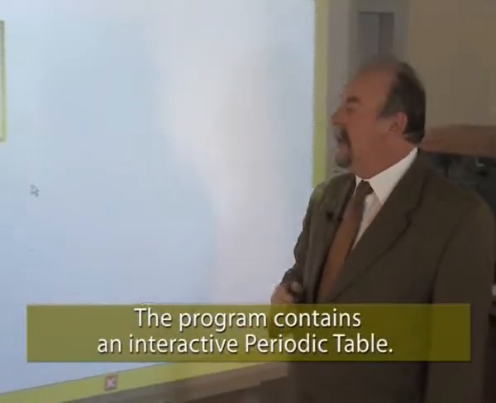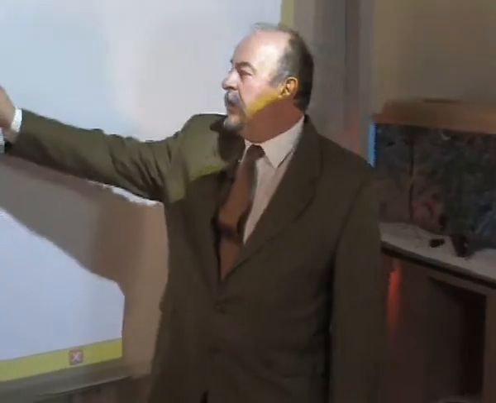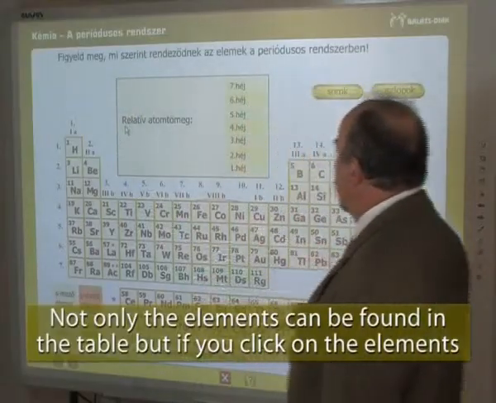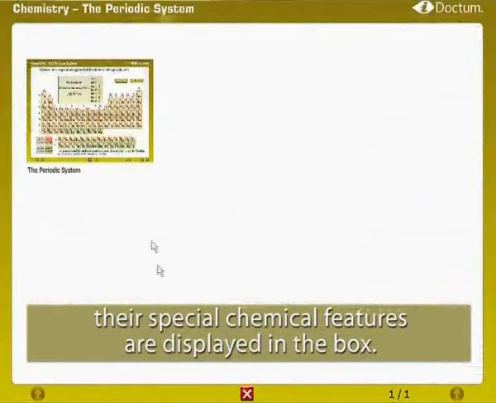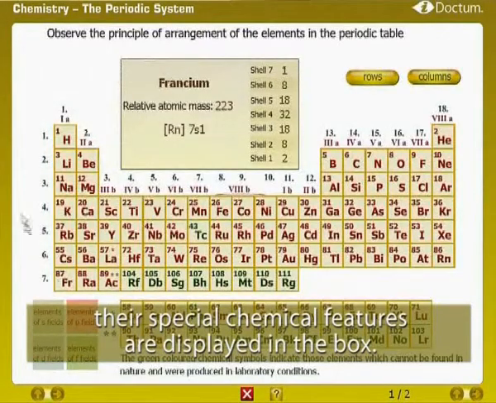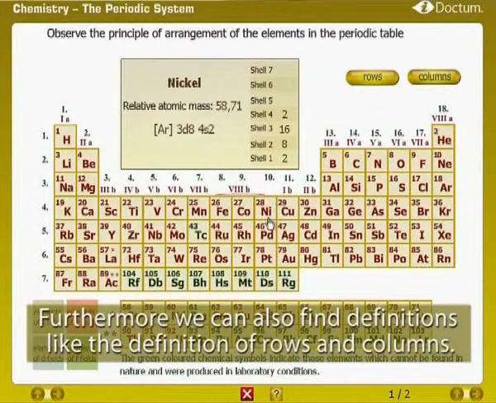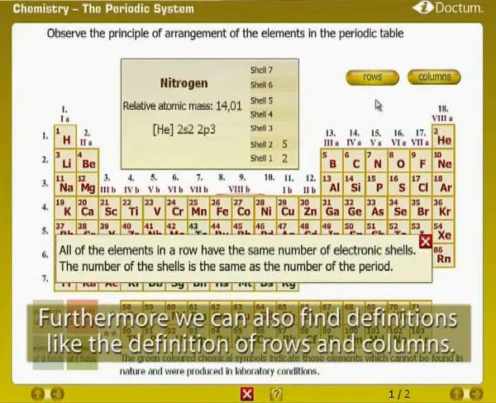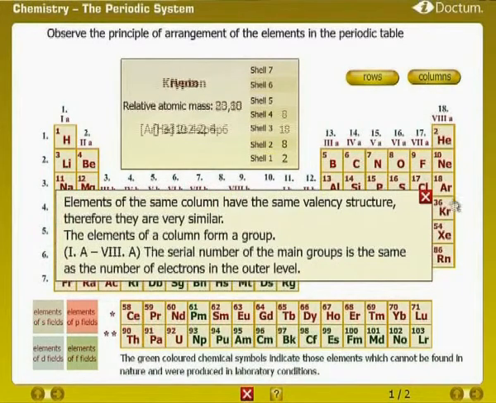The program contains an interactive periodic table. Not only the elements can be found in the table, but if we click on the elements, their special chemical features are displayed in the box. Furthermore, we can also find definitions like the definition of row and columns.